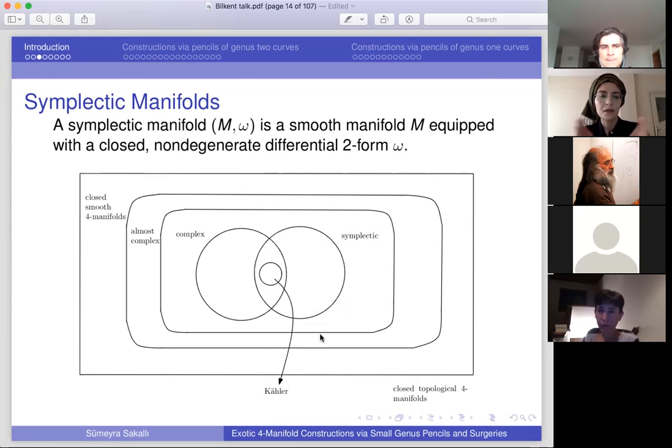So in my research, I work mostly with complex surfaces and symplectic four-manifolds. They are restrictive, but they are richer, I would say, because in the existence of such a structure, we have more tools and more techniques to work with. There are many tools that work in the symplectic category, but they don't work in the smooth case.